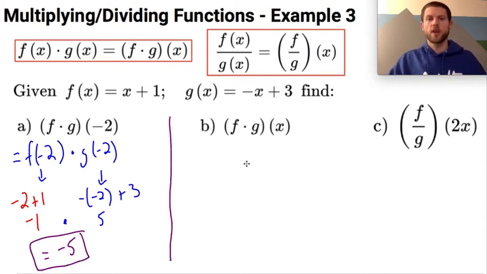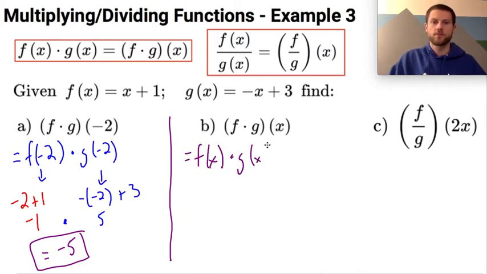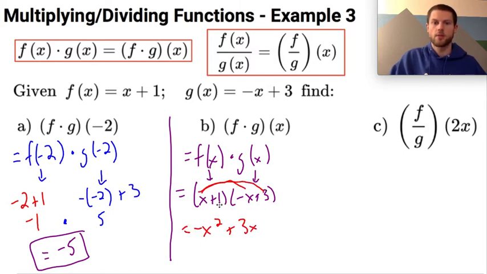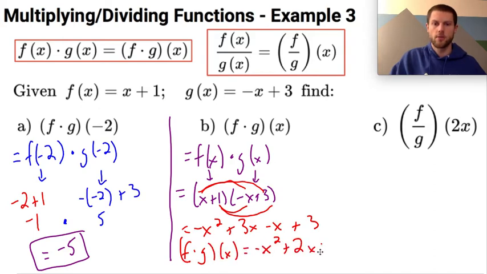For this next example, let's find f times g of x. And this is the same thing as f of x times g of x. And this is going to equal, let's plug in what f of x is, that's x plus 1. And let's plug in what g of x is, that's negative x plus 3. So let's just multiply these binomials together. We'll multiply x times negative x, that'll be negative x squared. We'll multiply x times 3, plus 3x, multiply 1 times negative x, minus x, and 1 times 3, so plus 3. So f times g of x is going to equal negative x squared plus 2x plus 3.